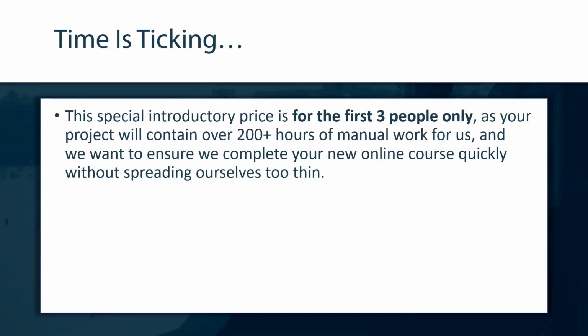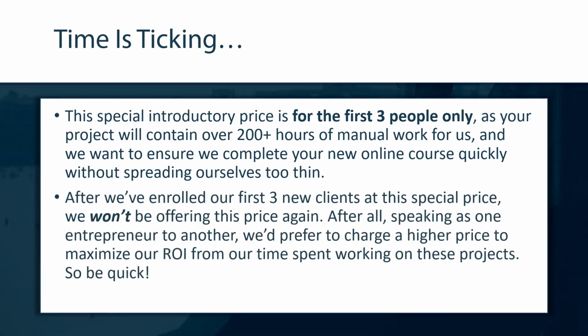The special introductory price is for the first 3 people only, because your project will contain over 200 hours of manual work for us. It's manual work, even though we're using AI to generate the scripts and the voice and the videos. We still need to tweak everything at every single step in the process, and it's typically over 200 hours of work for us. We want to ensure that we complete your new online course quickly without spreading ourselves too thin and providing a generally bad experience like some other people do in this industry.